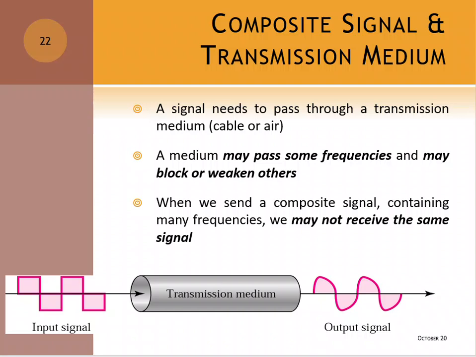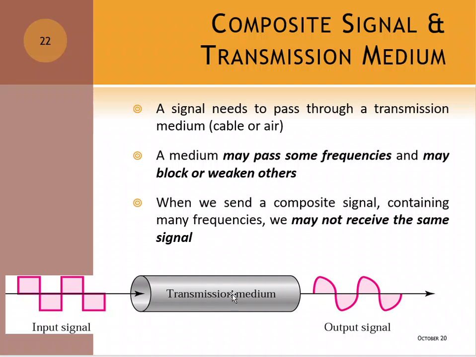A medium may pass some frequencies and may block or weaken others. When we send a composite signal containing many frequencies, we may not receive the same signal. If you refer to this figure, on your left is the input signal that is fed into the transmission medium, and this is the output signal. The output signal is no longer exactly what we fed into the transmission medium. Why? Because the medium may pass some frequencies and may block or weaken others.